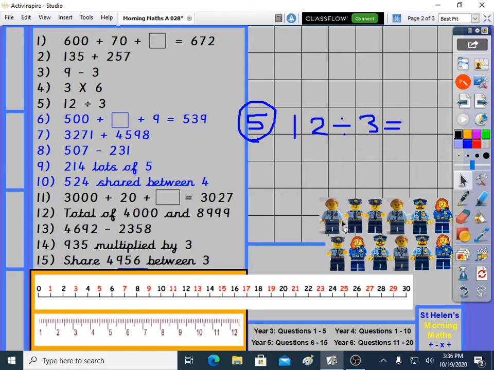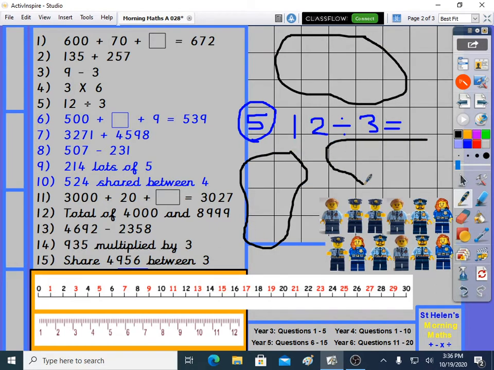Do we have 12 Lego people? 3, 4, 5, 6, 7, 8, 9, 10, 11, 12. We do. We're putting them into 3 groups if we divide them by 3. Share 12 Lego people between 3 humans. 1, 2, I've drawn 3 big groups to put them in. So share them out fairly.